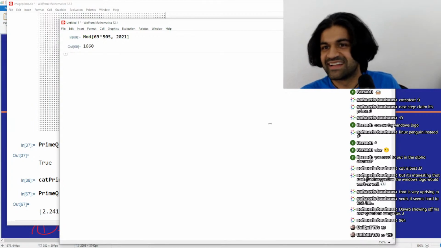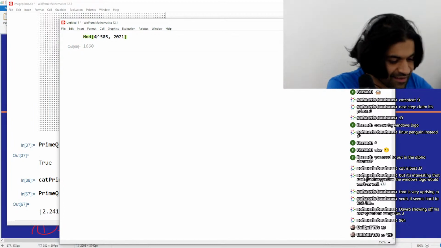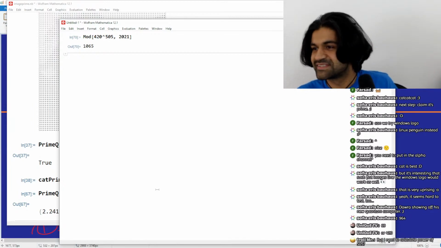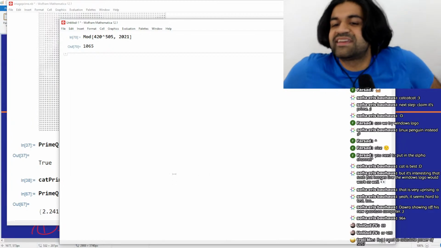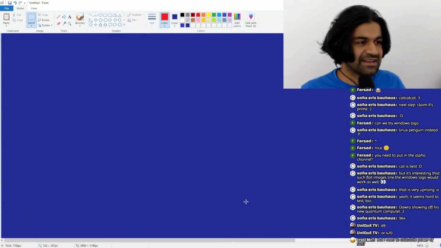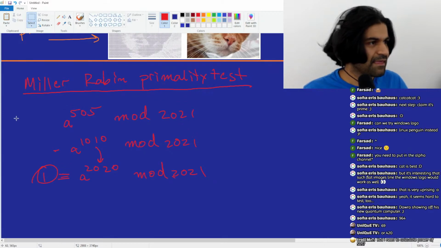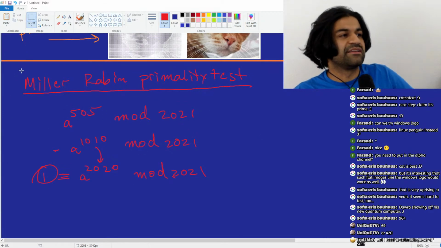Also proves that 2021 is not prime. So 420 also proves it. But you need to calculate the power 505. It's a lot easier for your computer than you think. So for example, remember, you're doing it mod 2021.